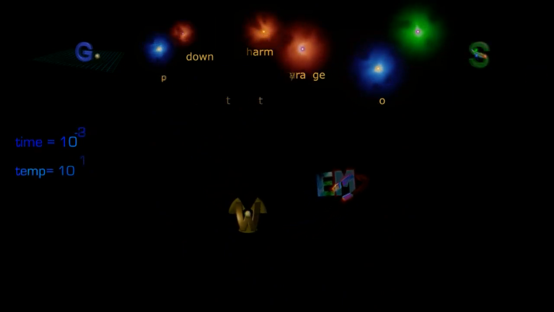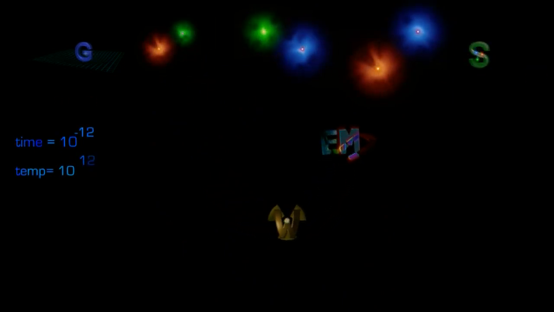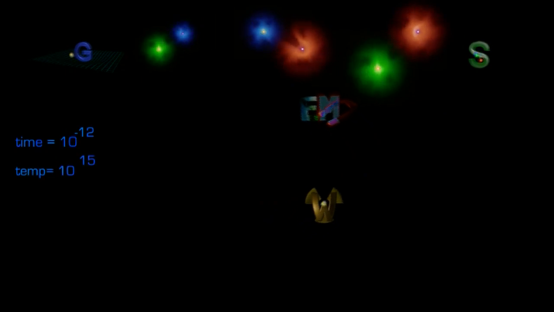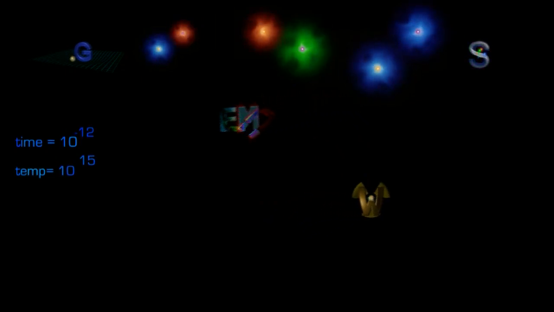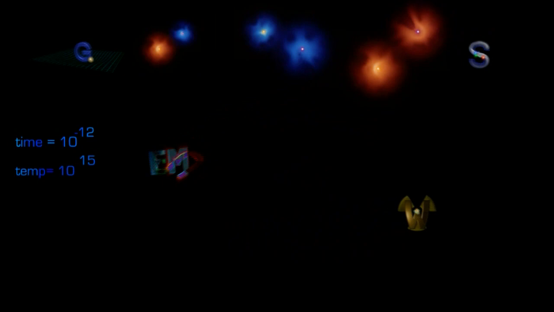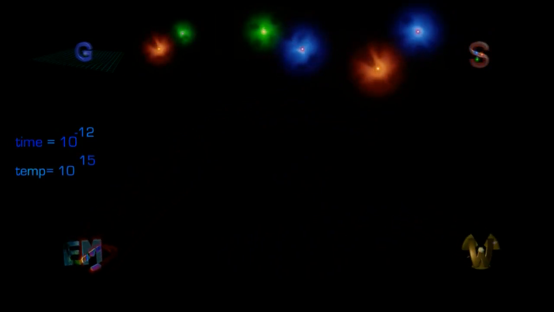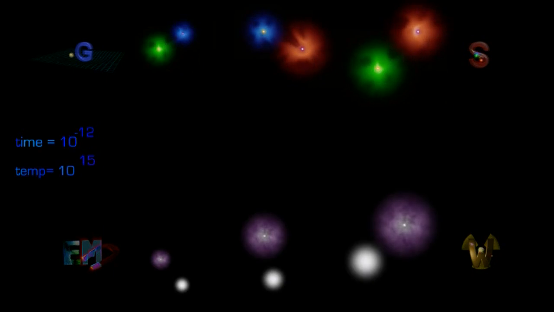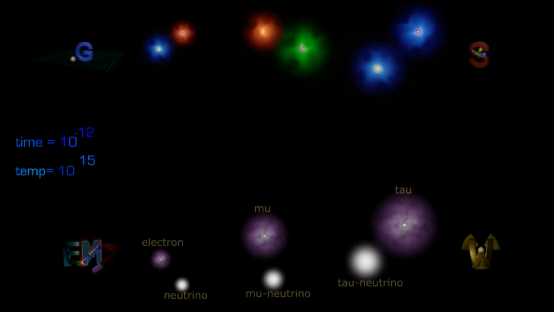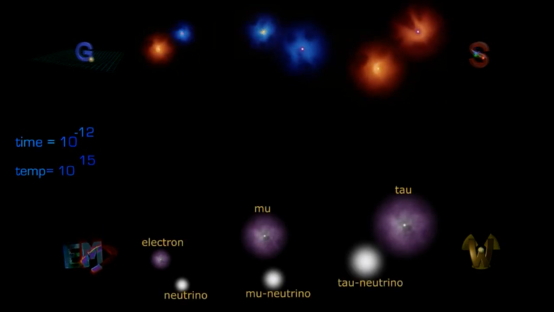At 10 to the minus 12 seconds and 10 to the 15 degrees, the weak force and electromagnetism separate, and we have the four independent forces we know today. At this point, all six types of leptons have formed, including the electron.